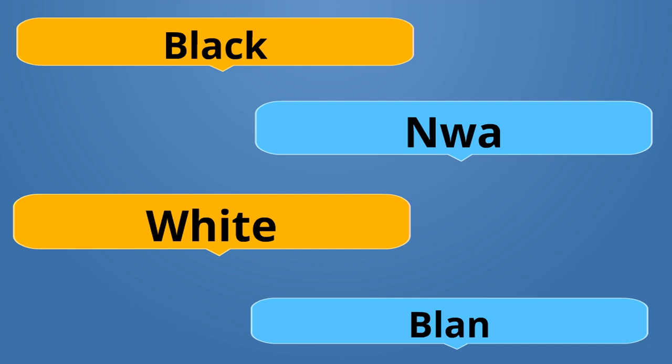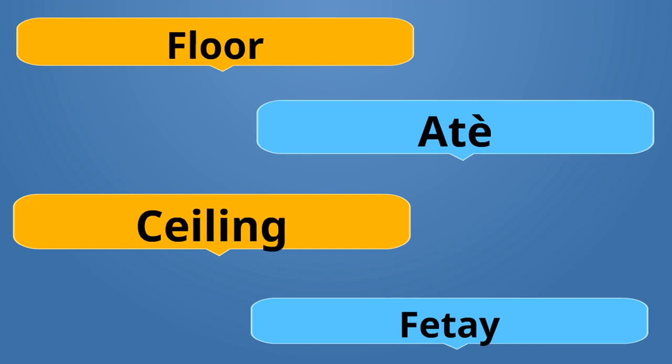Floor and ceiling are opposites, okay? For floor, we say ate, okay? Ate. For ceiling, we say fetai, okay? Ate and fetai.